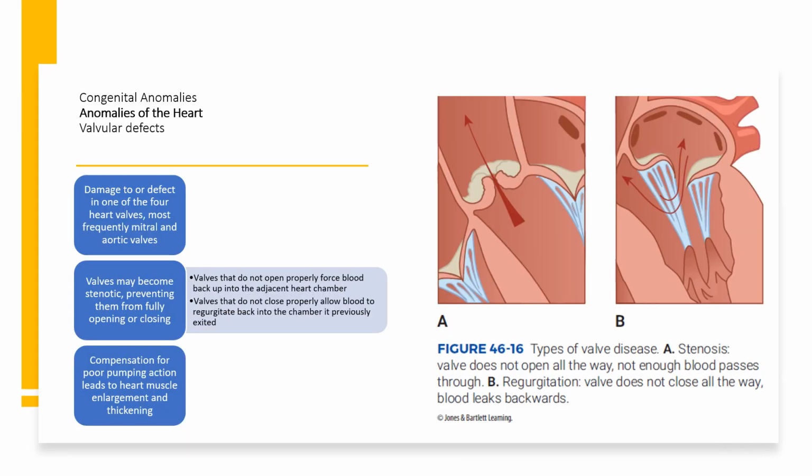All right, valvular defects. Damage or defect in one of the four valves, most frequently the mitral and aortic valves. Valves may be stenotic, or may be prevented from closing fully. We have stenosis, which doesn't open all the way, and then you'll have regurgitation, which doesn't close all the way and blood flows backwards. So this is not closing all the way, allowing the blood to flow backwards. Not opening doesn't allow enough blood flow there. That's kind of it. Not a whole lot on this one.